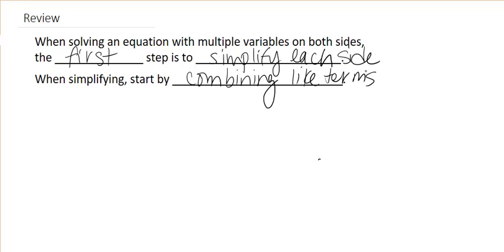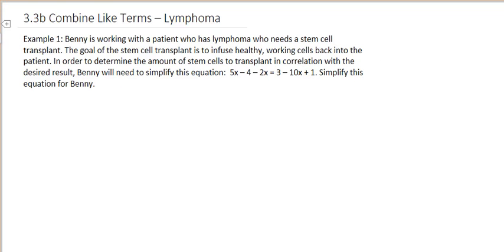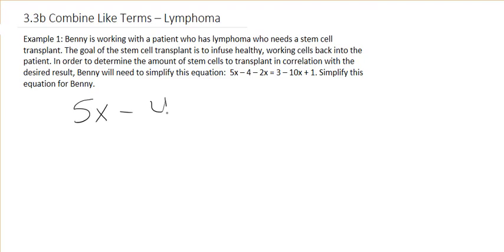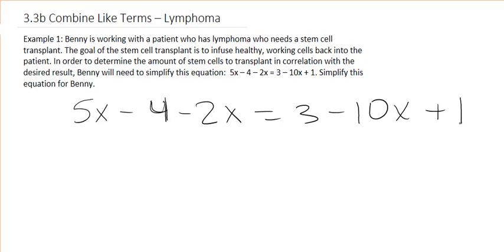So let's go back to our problem. Let's look at the left-hand side and start to simplify. We have 5x minus 4 minus 2x is equal to 3 minus 10x plus 1. We can see that we have two terms on the left-hand side that we can simplify. So we have 5x minus 2x, which gives us 3x minus 4.